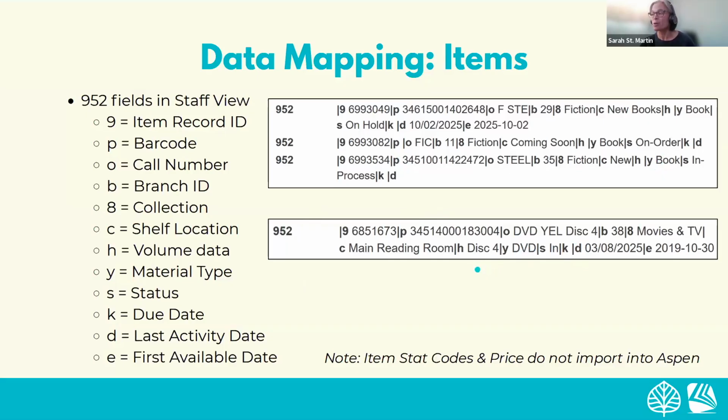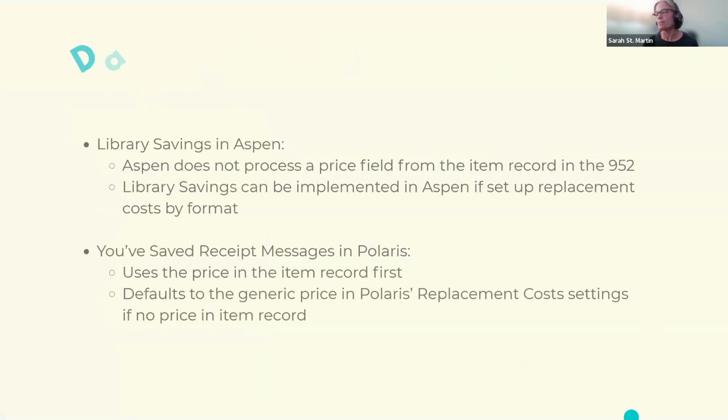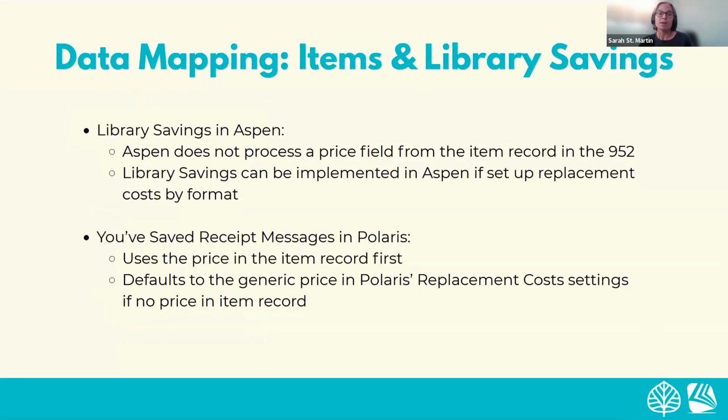Note that item stat codes and price do not import into Aspen. That wasn't the item stat codes wasn't an issue for us, but I have heard from at least one other library that they had to make changes because that wasn't available for them in Aspen. In terms of the item price, this does affect the library savings in Aspen. So the library savings is in Aspen only, because there's no price that's imported into that 952 in the bib record in Aspen.